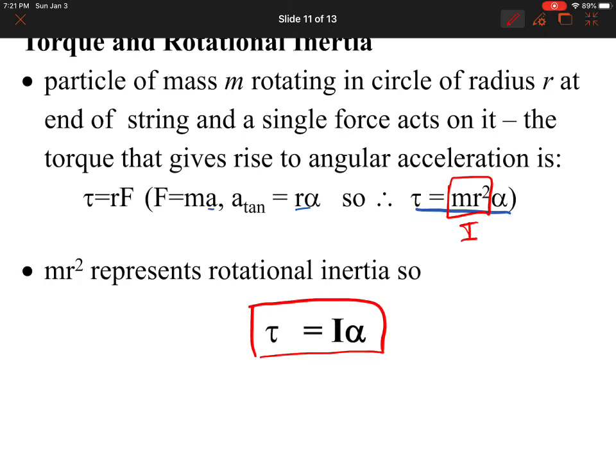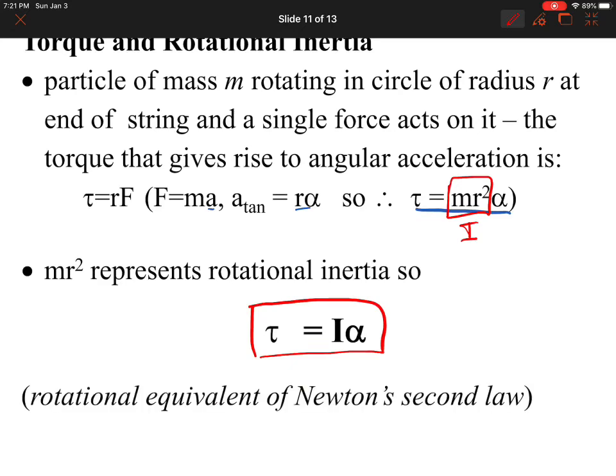So if something's rotating in a circle but it's not accelerating, then we won't have any torque. Remember in the last lesson, we did say torque is proportional to angular acceleration. And here now I am showing you how it is proportional. So this is basically the rotational equivalent of Newton's second law, which of course is net force equals mass times acceleration. And this is technically net torque.